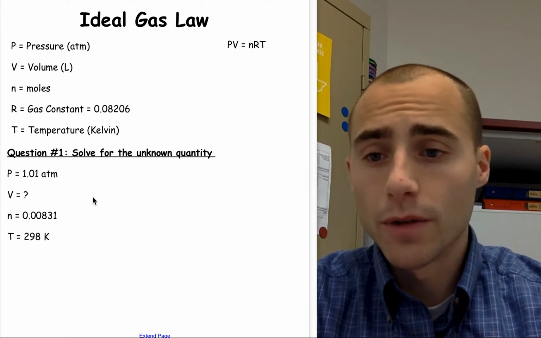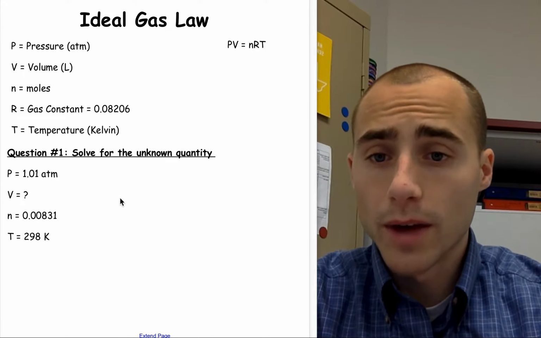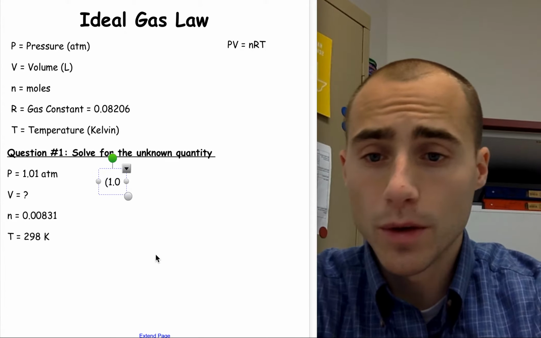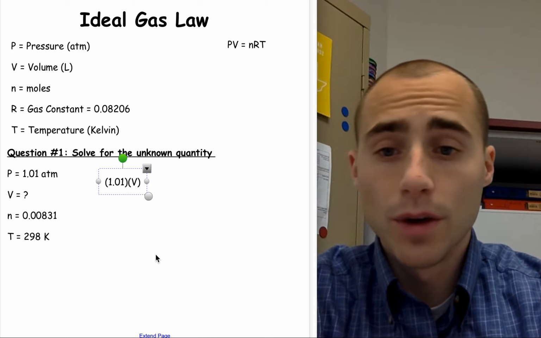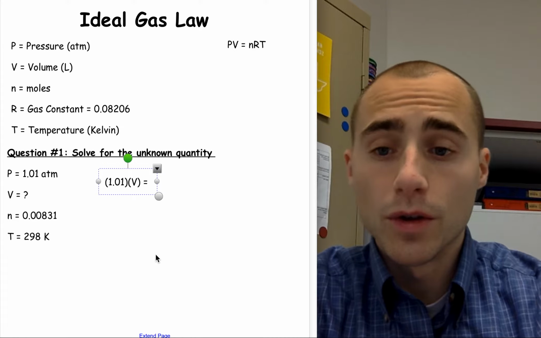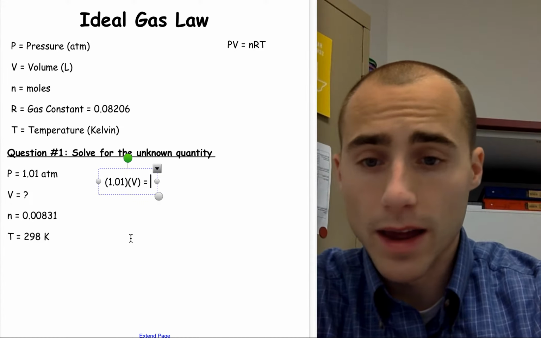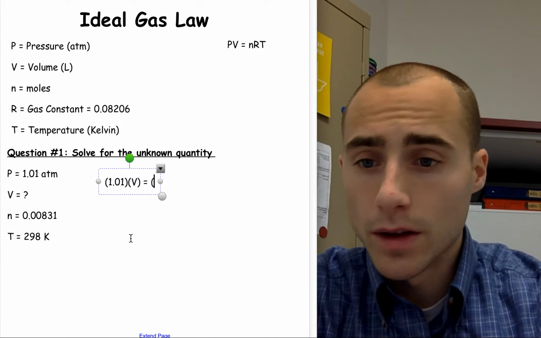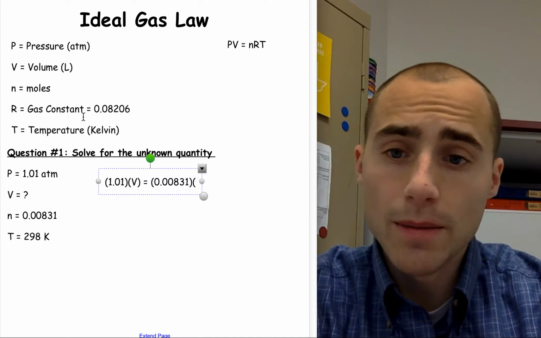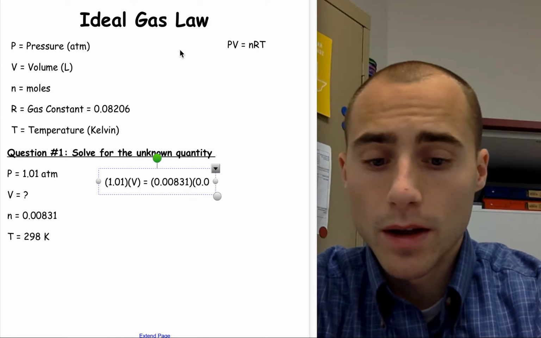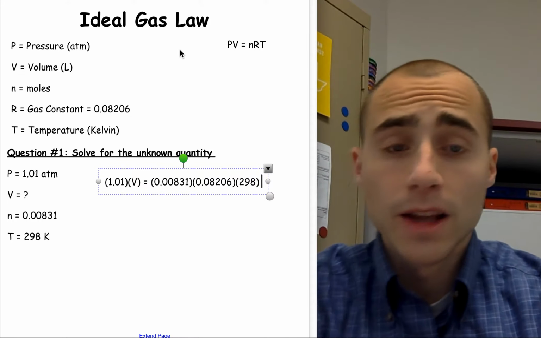We're just solving for the unknown quantity here. So first, let's go ahead and set up our equation. Pressure is 1 ATM, so we don't have to make any adjustments to that. It's in ATM already. We don't know our V. And then what you should have done next is set that equal to our n, which is 0.00831. Our R is always the same, and I have it, 0.08206 right there, and then our T, 298, just like that.